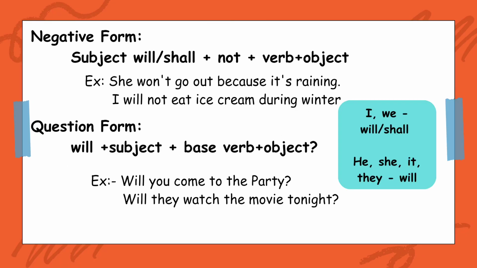Negative form. Subject plus will or shall plus not plus verb. She won't go out because it's raining. I will not eat ice cream during winter. I, we take will or shall. He, she, it, they take will. Question form. Will plus subject plus base verb. Example, will you come to the party? Will they watch the movie tonight?